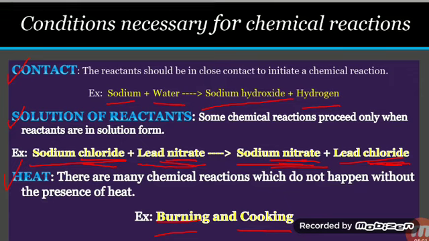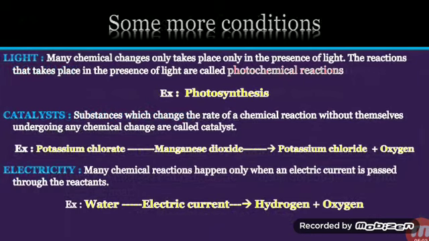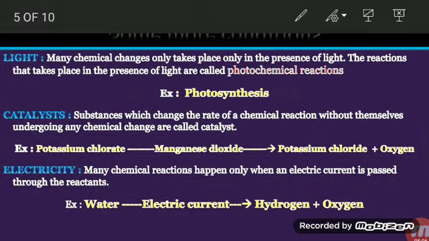Let's move to the next slide. These are some more conditions: light, catalysts, and electricity. First of all, we will start with light. Many chemical reactions, many chemical changes, only take place in the presence of light. The reactions that take place in the presence of light are called photochemical reactions.